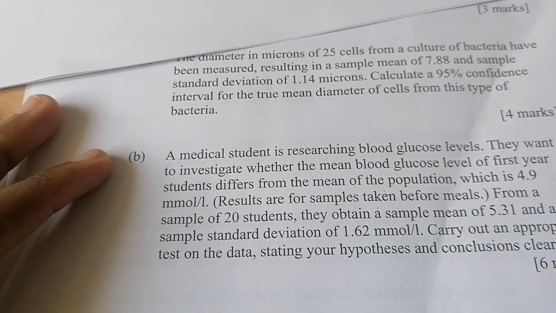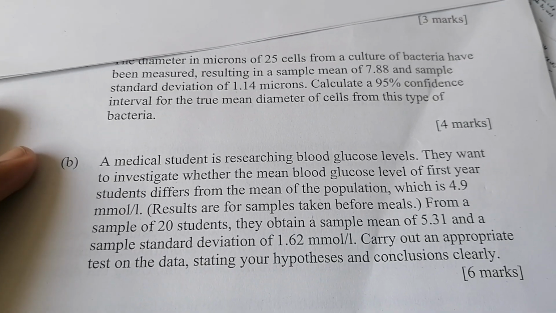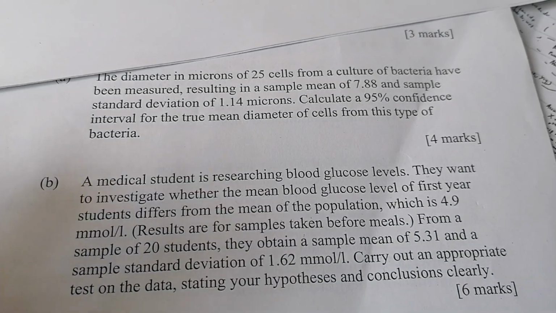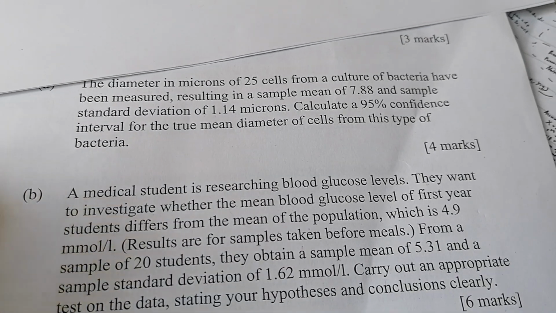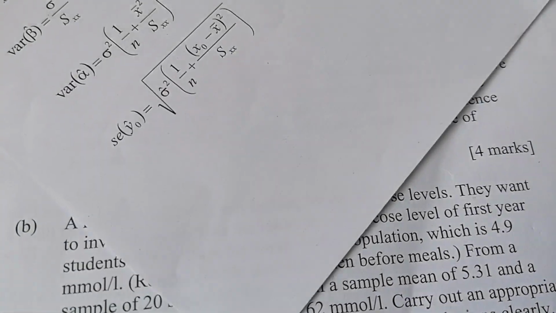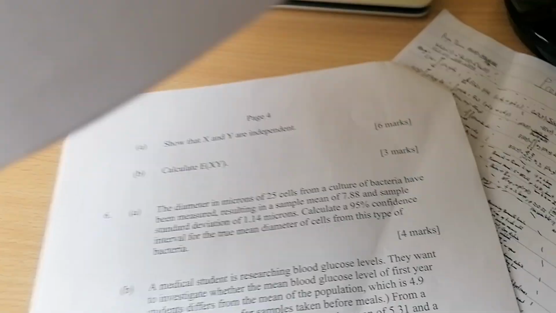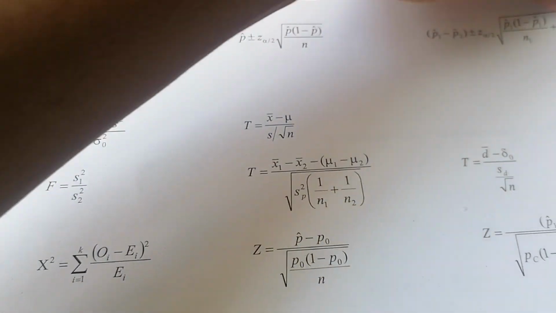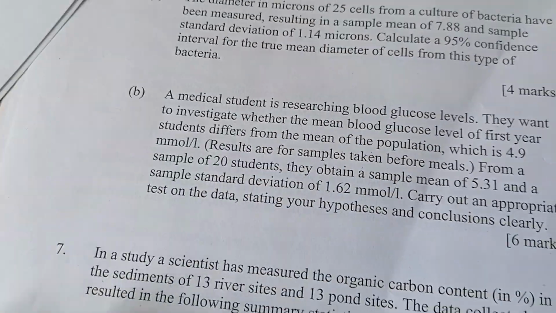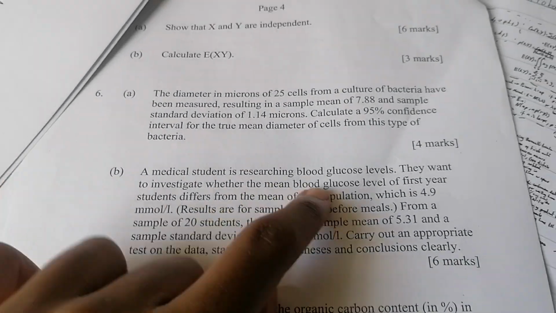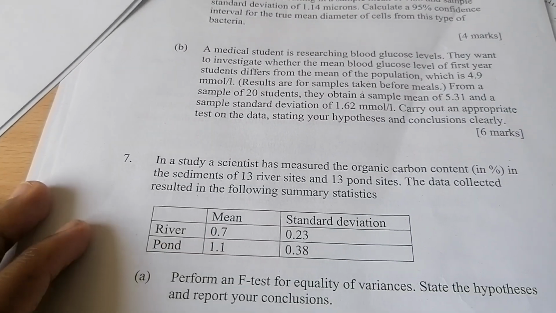And this one was just a hypothesis test. Investigate whether the mean blood glucose level of the first students differs from the mean of the population, which is 4.9. That's just a regular t-test. Just using, oh man, where is it? There, choosing that one wasn't too bad. I think I got it to be not significant, so we can't reject the null hypothesis of it being equal to that.